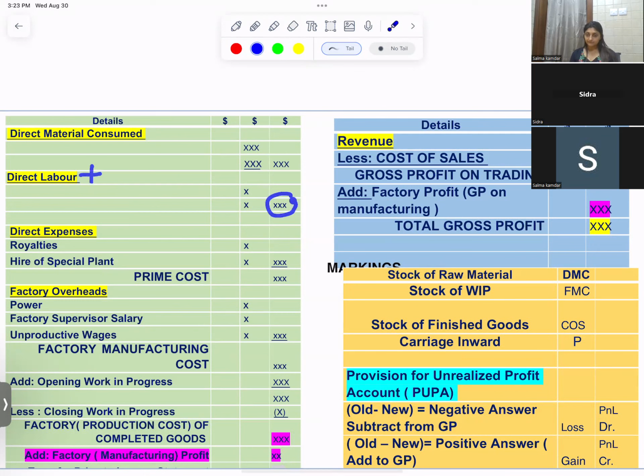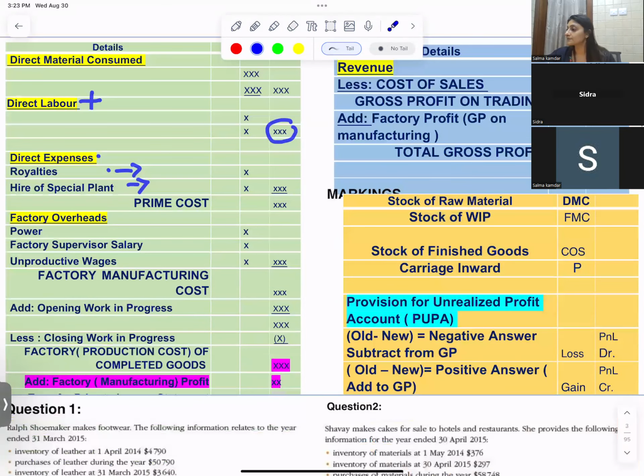direct labor and your direct expenses. In direct expenses, we have two things. What are the two things that are there in the direct expenses? Royalty and hire of special plant. Then you will get your prime cost. Then to your prime cost you'll add all your factory overheads, which will give you your factory manufacturing cost. From that you will add your opening work in progress inventory and subtract your closing work in progress inventory to give you your cost of finished goods.